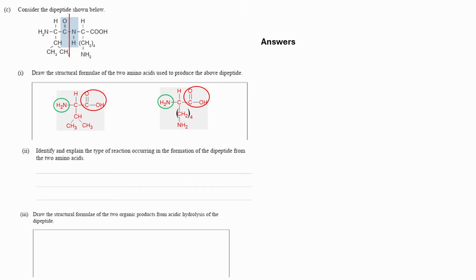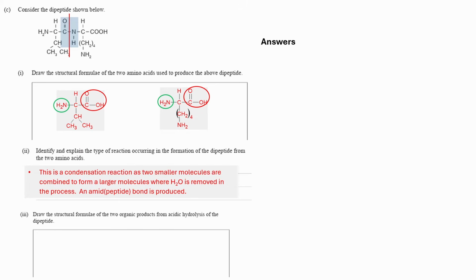Now identify and explain the type of reaction occurring, the formation of the dipeptide from the two amino acids. So if we took these and put them together, what type of reaction is it? We could call that a condensation reaction, right? Because two smaller molecules are combined to make a larger molecule where a small product is removed, water in this case, and an amide or a peptide bond was formed. Remember, what's important: two smaller molecules are combined and a small molecule is removed.